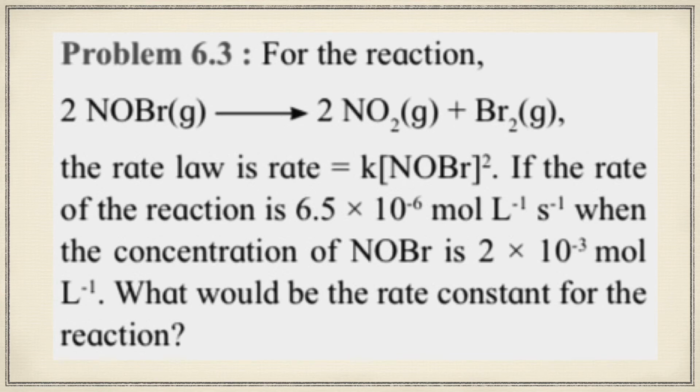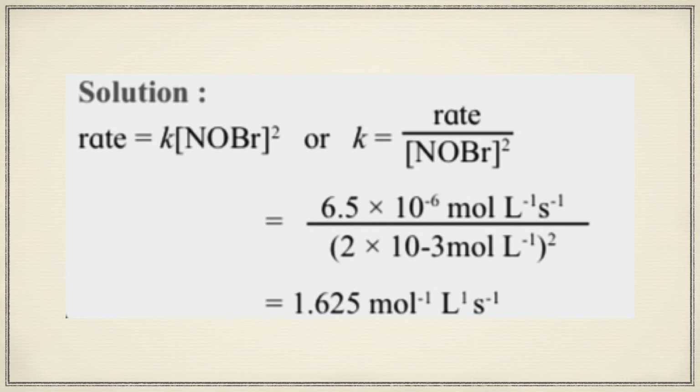Now this is very simple. The rate law is given. We know what the rate is. We know the concentration of NOBr. I just have to find out K. So only one is unknown. You can easily substitute and find out the answer. So the solution for the previous question: rate is equal to K into concentration of NOBr raised to 2, or I can write it as K is equal to rate upon concentration of NOBr raised to 2. After substituting the values, I'll get the final answer as 1.625 mole inverse liter raised to 1 second inverse. Please check the unit over here.